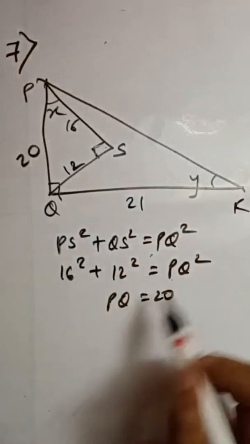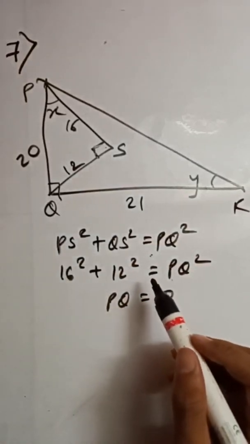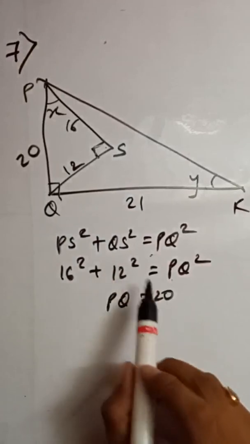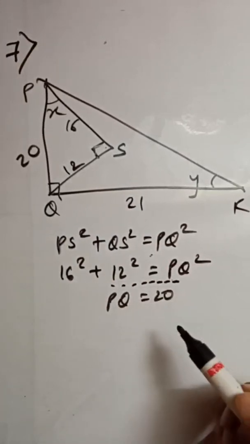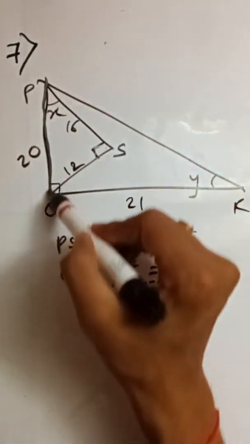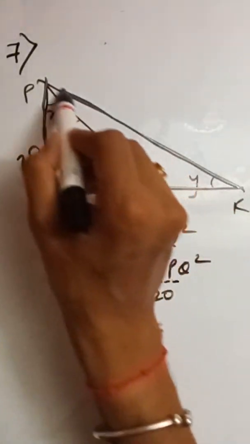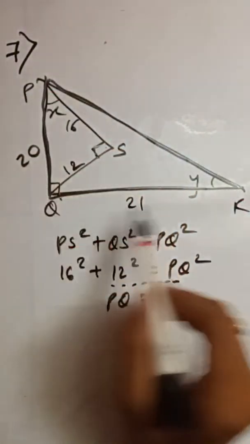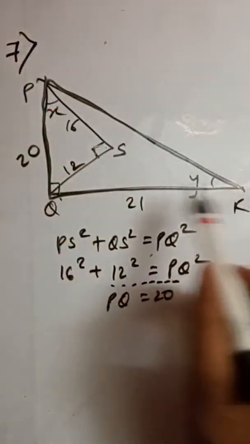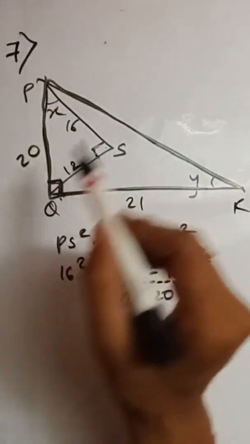Pause the video and complete it. Do all the steps here. Then you see the bigger triangle PQR. Again here you will apply 90 degrees here. So this will be the hypo.